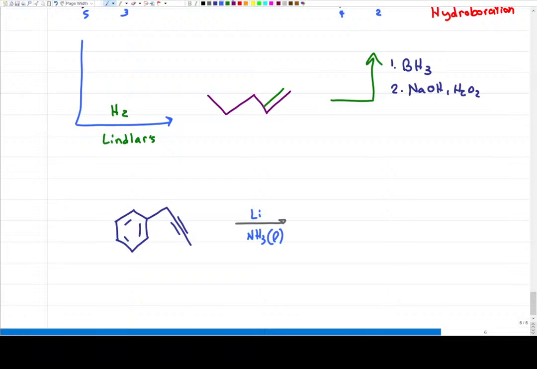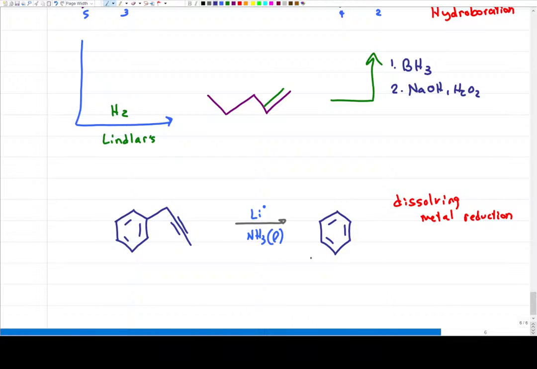Lithium in liquid ammonia, once again, is dissolving metal reduction. Your professors are more likely to show it with sodium, but it can also happen with lithium, and I've seen students lose points because they had no idea what to do. Lithium, just like sodium, is a group 1 metal, a radical when it's neutral, and therefore gives me a very reactive partial reduction to a trans alkene.